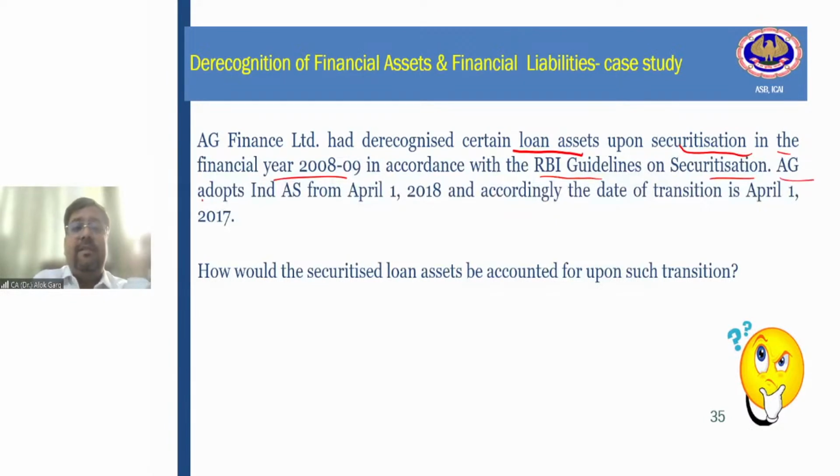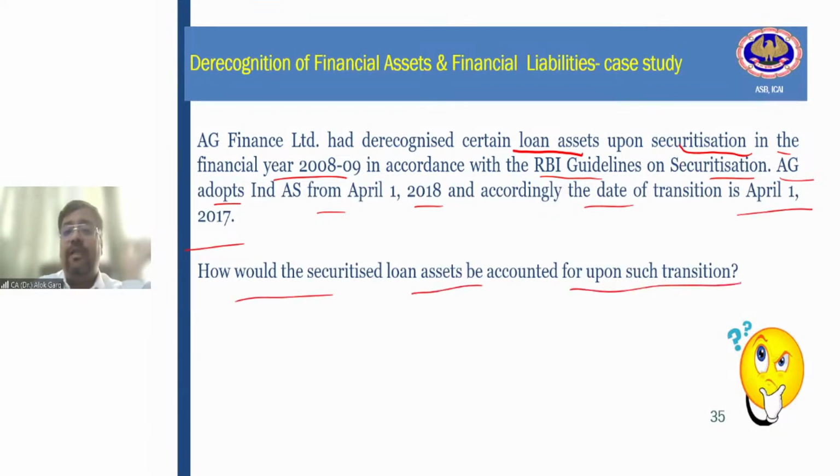And this AG Finance adopts Ind AS from 1st April 18 and accordingly the date of transition is 1st April 17. How would the securitized loan asset be accounted for upon such transition? So according to Ind AS 109, such loan assets would not have been derecognized, but as per RBI guideline, they have been derecognized. So what should we do? Again, should we restate this loan asset?